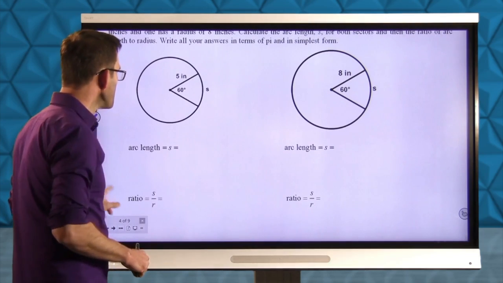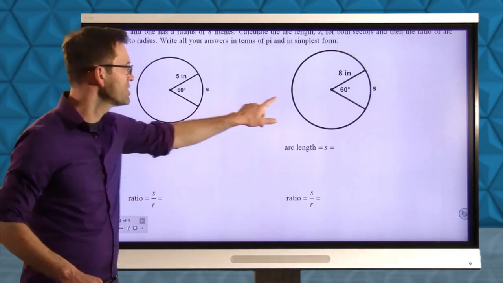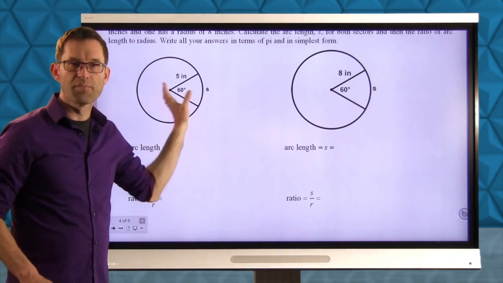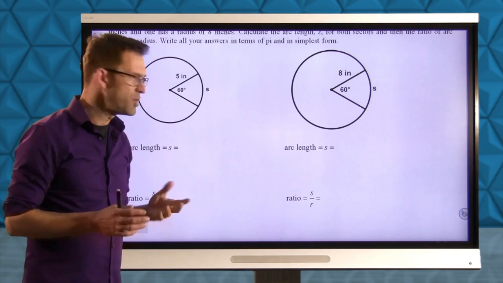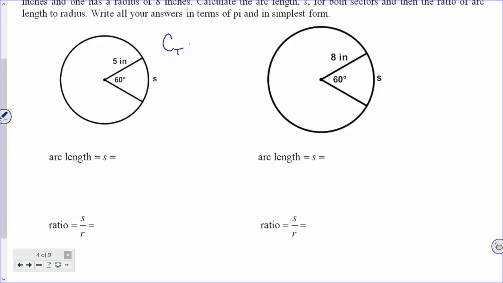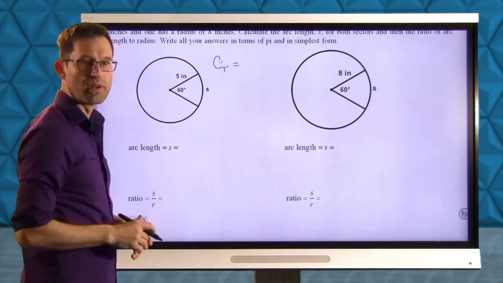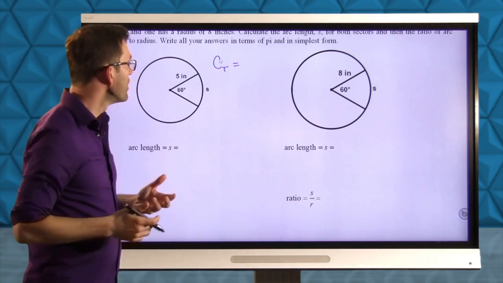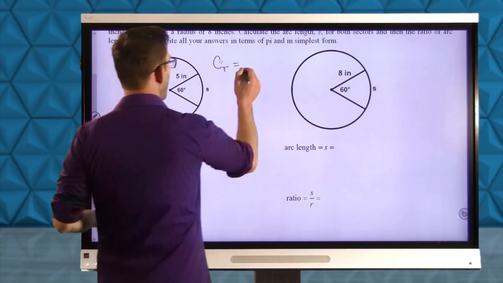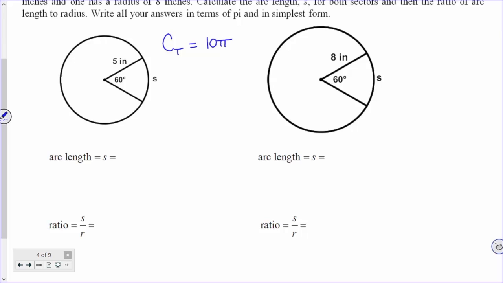All right, so let's figure out what this arc length is. Then what we're going to do is divide those arc lengths by the radii, and we're going to notice something. So first, what is the overall circumference of this circle? This is from the last lesson where we were dealing with sectors of circles. Well, the overall circumference, pi times the diameter, is 10 pi. And the overall circumference of this circle would be 16 pi. All right, that's simple enough.